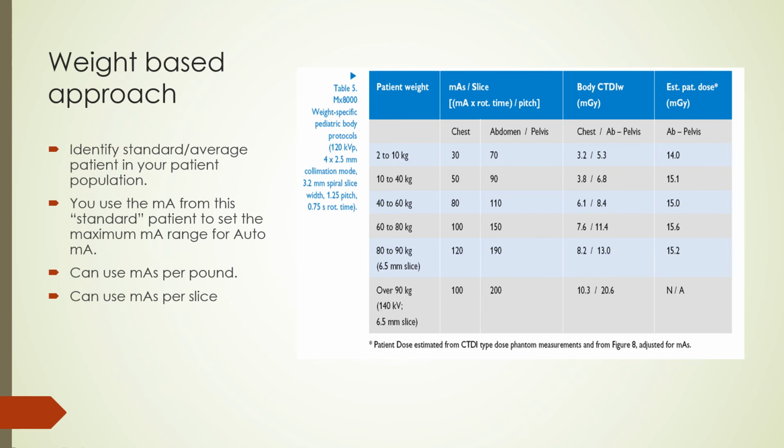Weight-based approaches are implemented as follows. For a standard or average patient in your patient population, you can select parameters that give the best image at the lowest dose. This can be done by analyzing patient images and the techniques used for scanning and creating a table of techniques for different patient sizes. You can use the mA from a standard patient to set the maximum mA range for scanning. For example, if 1 mAs per pound works for a range of patients in your population, then for an average 180-pound patient, you can use 180 mAs to get an image of acceptable noise. The table shows different patient weights and the mAs per slice used for scanning.